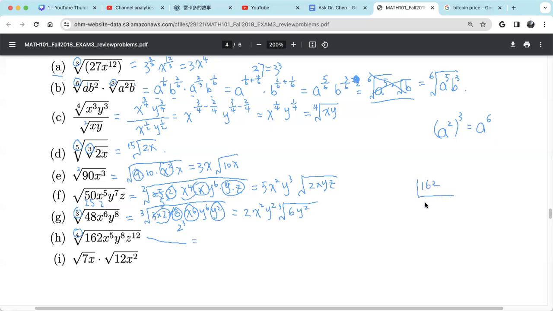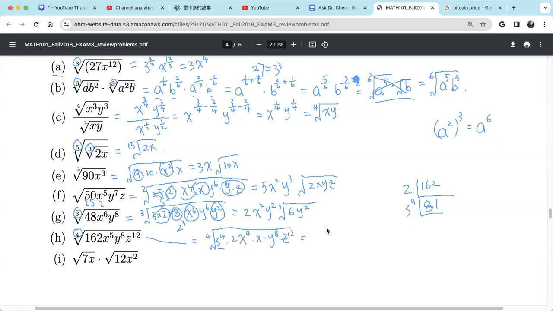162. Let's try to divide it by 2. If we divide by 2, we get 81. 81, this is 3 raised to 4, right? 3 times 3 is 9, 9 times 9 is 81. So we want to write 162 as 3 raised to 4 times 2. And of course, this is the fourth root. X raised to 5, we want to write as x raised to 4 times x. Y raised to 8 is good because 8 is divisible by 4. And z raised to 12, we want to keep it.